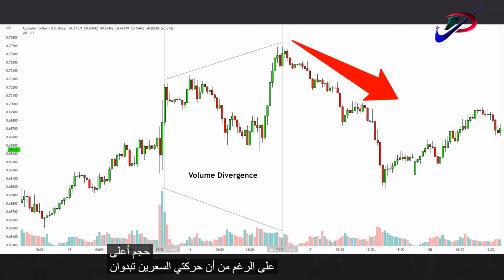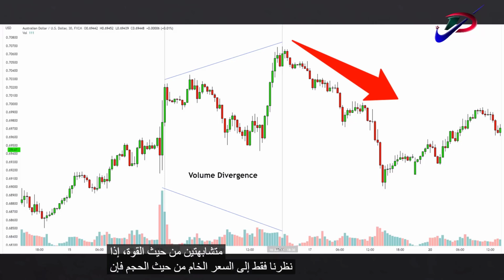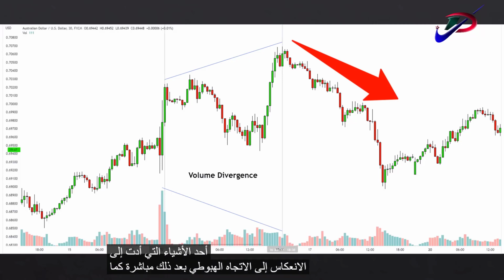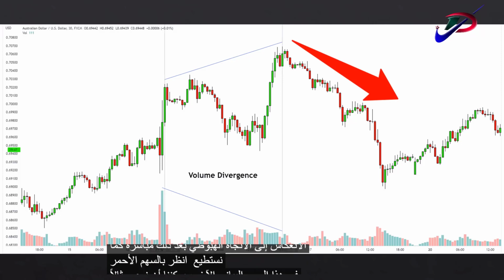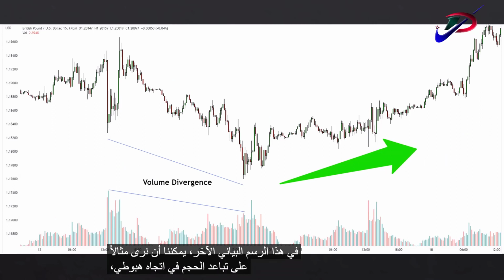Even though the two price movements look similar in terms of strength, if we just look at raw price, in terms of volume, the second price movement is a lot weaker. That is one of the things that led to a reversal to the downside right after, as we can see with the red arrow. In this other chart, we can see an example of volume divergence in a downtrend.